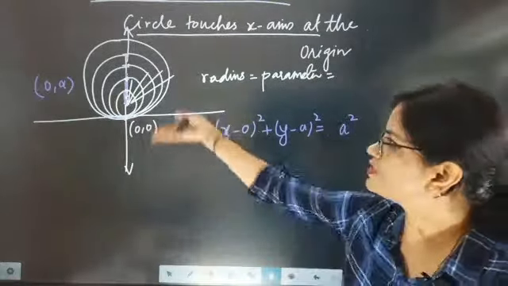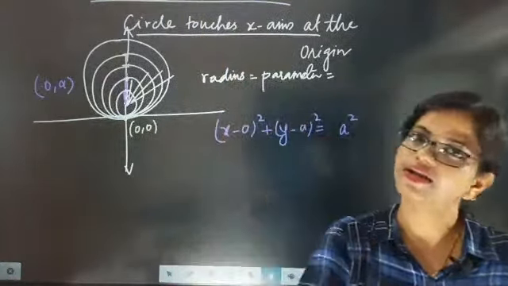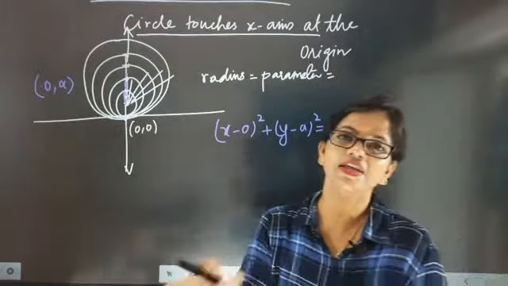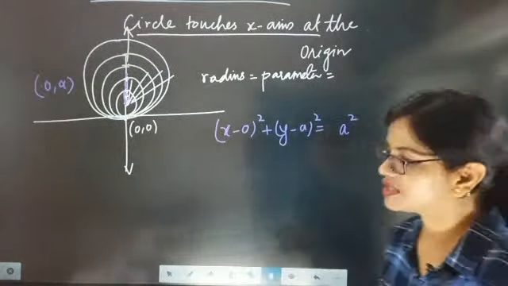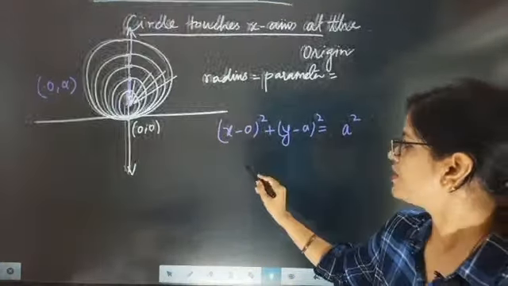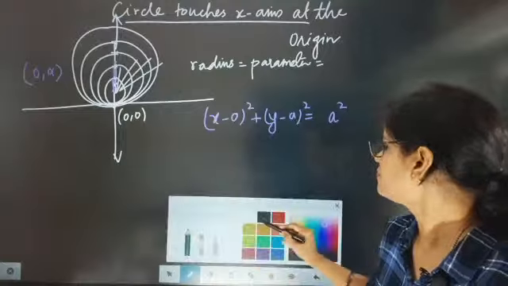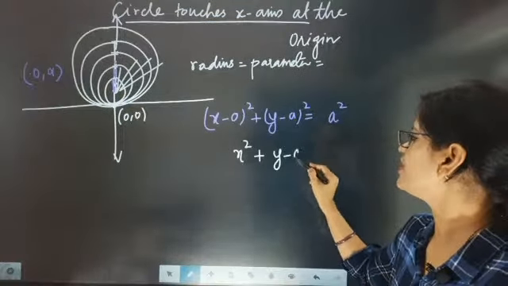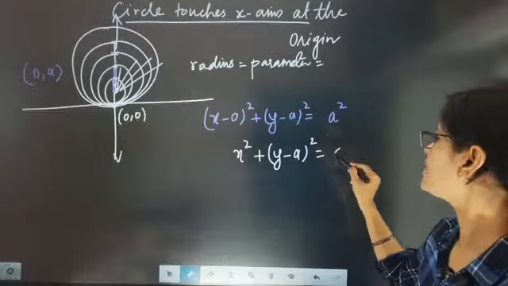So the different circles will be there. In each circle the radius will be different, but we don't know what the radius value is, so we are taking it as a parameter. Once we take it as a parameter, we get the equation as x minus 0 whole square, which we write as x square plus y minus a whole square equal to a square.